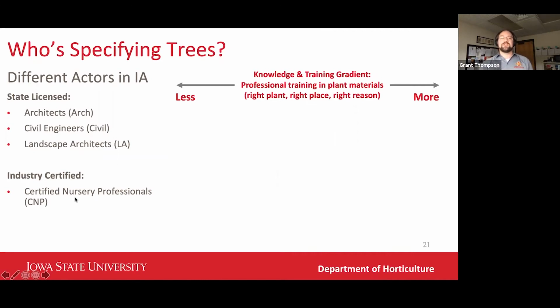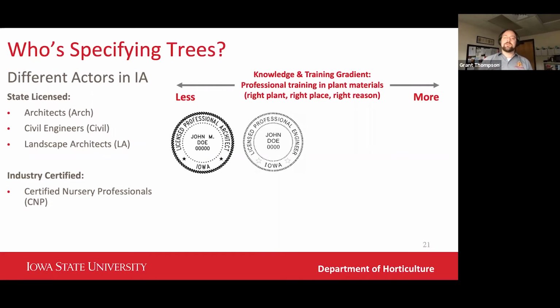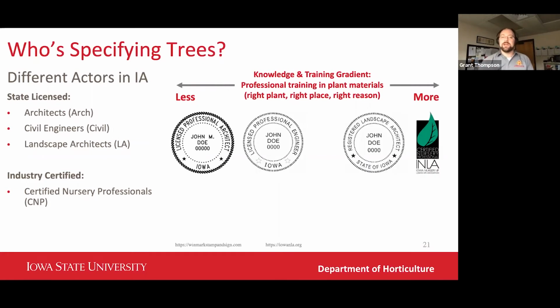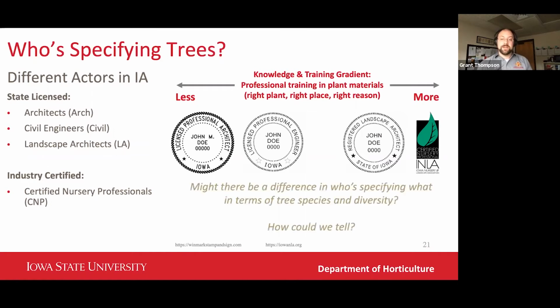So my question was, I don't know how much architects really study plants. My guess isn't much. Maybe we have an occasional architect who does. Probably something similar with civil engineers. Landscape architects, presumably it's part of their training, and nursery professionals, again, whether that's in school or in practice, probably receive some of that training. So there's probably this knowledge gradient amongst these professionals in terms of not only plant materials, but some of the importance of diversity. So maybe there is a difference in terms of who's specifying what, and how could we tell?